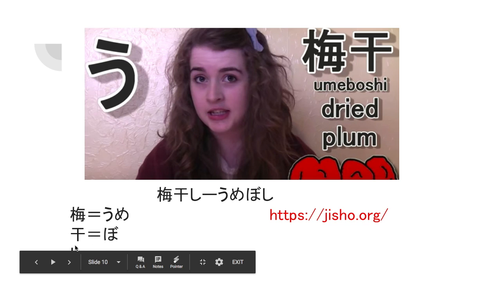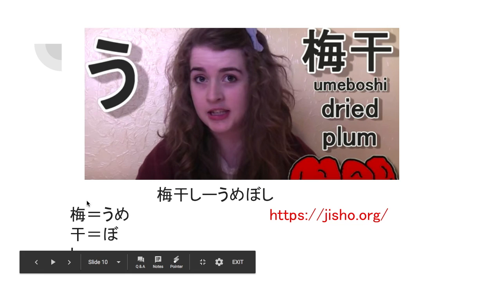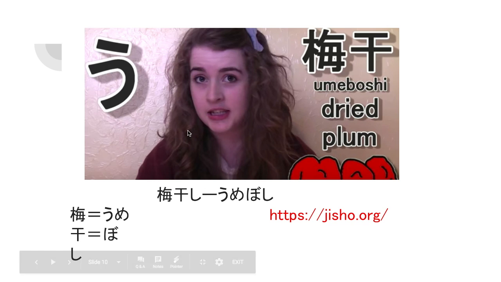Down here, you'll see that she forgot the shi, so it should read umeboshi, with this first kanji being ume. Second kanji, bo, and the last part is this, shi. But it starts with the u we're learning. Umeboshi, dried plum.